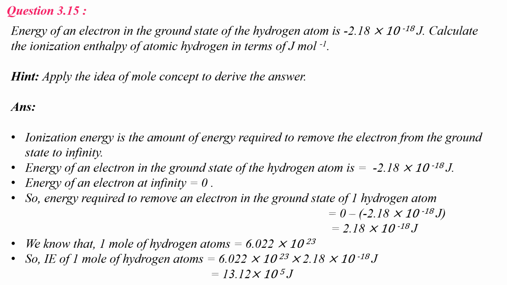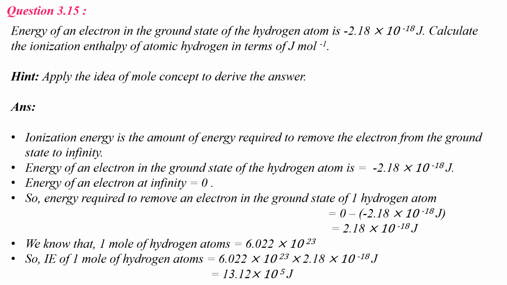Question number 3.15. Energy of an electron in the ground state of the hydrogen atom is minus 2.18 into 10 power minus 18 joule. Calculate the ionization enthalpy of atomic hydrogen in terms of joule per mole. In the second sentence, you have the unit joule per mole. So you need to apply the idea of mole concept in order to arrive at the answer for this question.